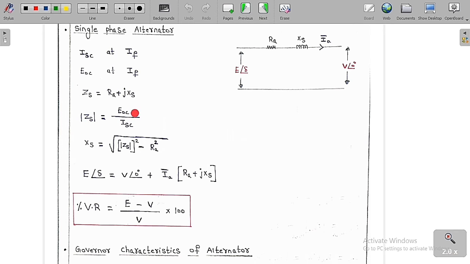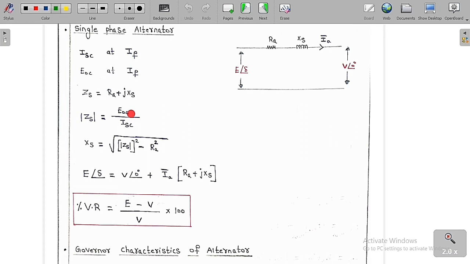So these are per phase values. Per phase value means simply we can say the line voltage is equal to the phase voltage, but actually you have to take your phase. But it is a single phase alternator, so whatever this value is, it is the same as this value. But if it is not a single phase alternator, if it is a three phase alternator, then you have to use the per phase values only. The per phase EOC value you have to take. But here it is a single phase alternator, so per phase voltage is equal to EOC itself. So EOC by ISC.